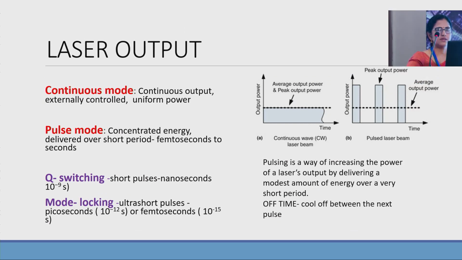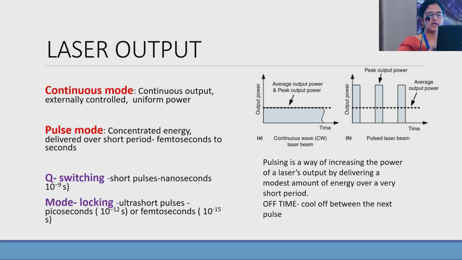Laser output can be continuous mode or pulse mode. In continuous mode, we get a uniform, continuous power, whereas in pulse mode, we get concentrated energy over short periods. It can be Q-switched or mode locked. Q-switched is in the range of nanoseconds and mode locking in the range of ultra-short pulses.